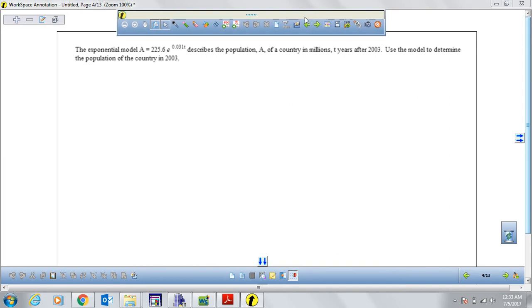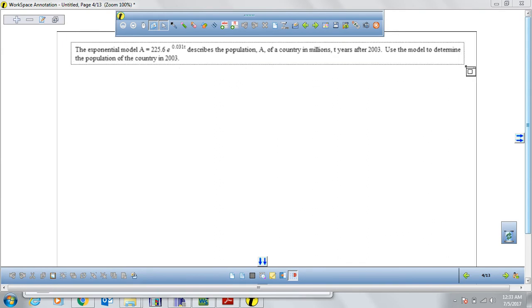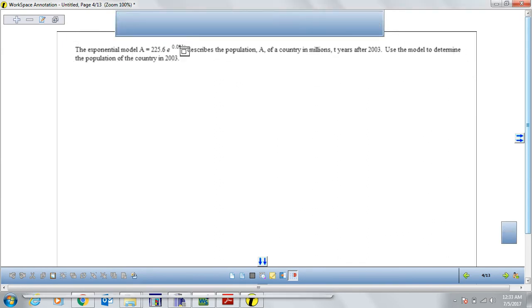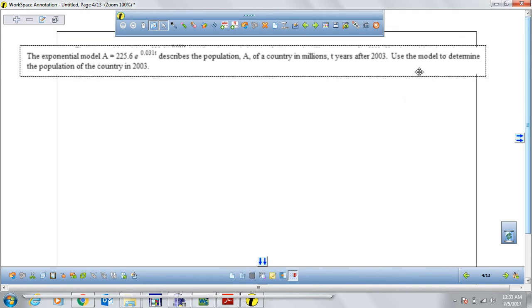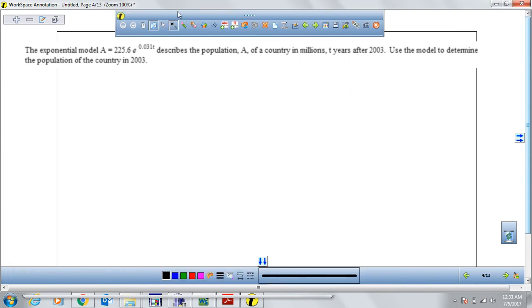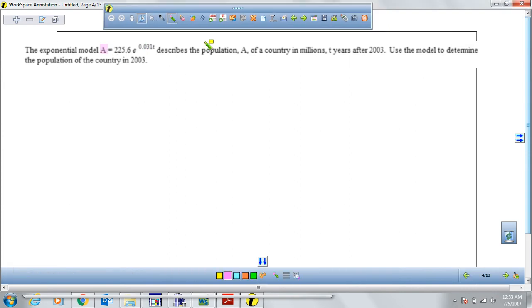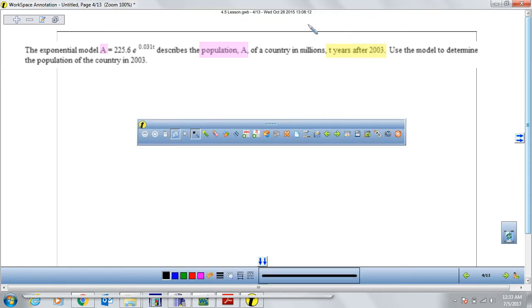Let's begin with this. This problem states that the exponential model A is equal to 225.6 times e raised to the 0.031t describes the population A. So once again, the population is represented by A, of a country in millions. And then it says t years after 2003.